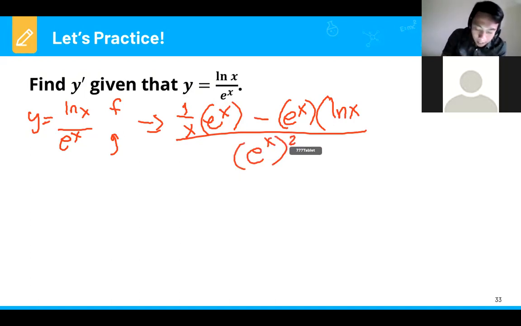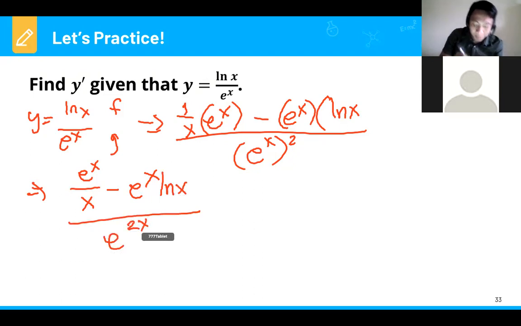Correct? Okay, next. Let us now simplify na natin. So we have here e raised to x over x minus e raised to x ln x all over e raised to 2x. Tama? So, i-multiply ko na sa exponent nila. And simplify it again. I will combine this 2. So, I will multiply x on both sides. Di ba?